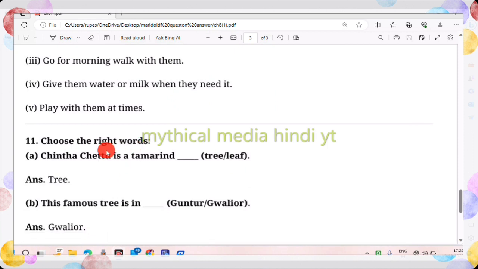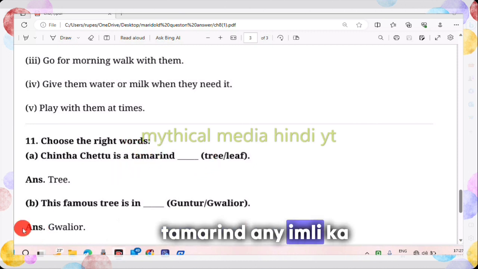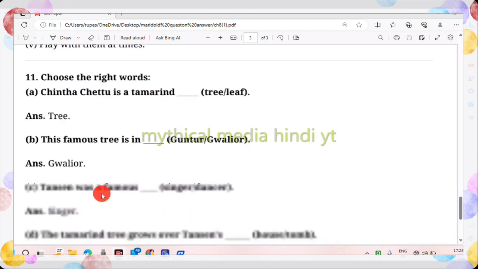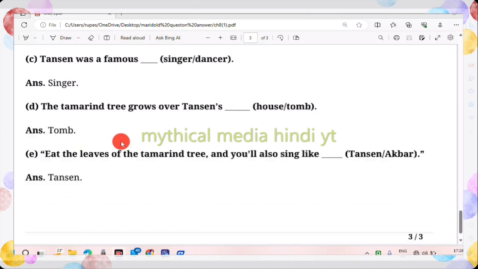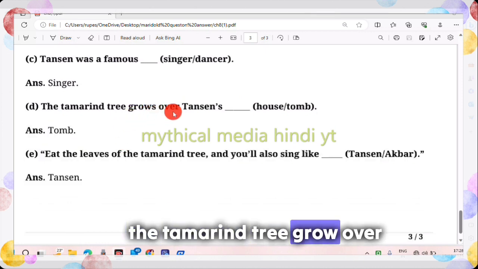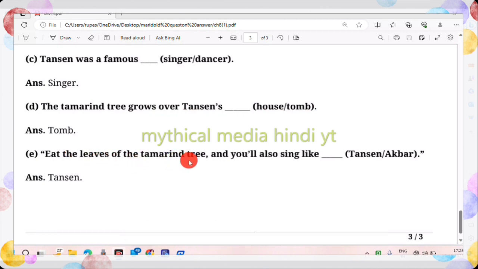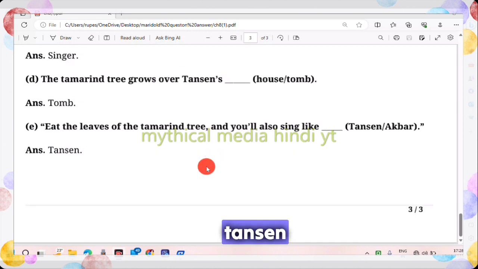Chinta Chettu is a tamarind tree. This famous tree is in Gwalior. Tansen was a famous singer. The tamarind tree grew over Tansen's tomb. Eat the leaves of the tamarind tree and you will also sing like Tansen.